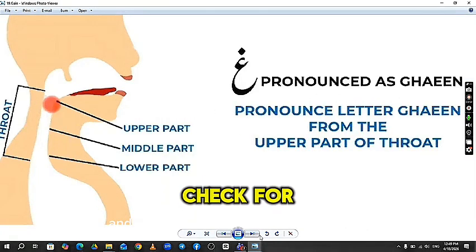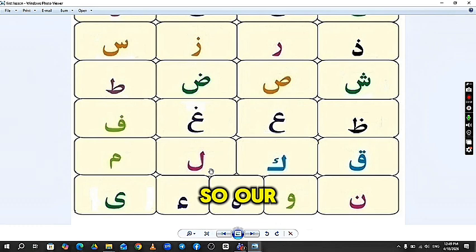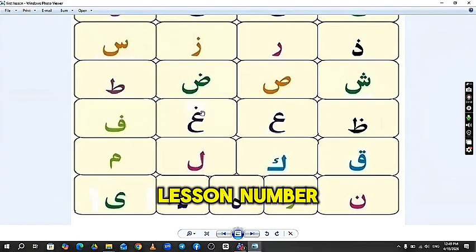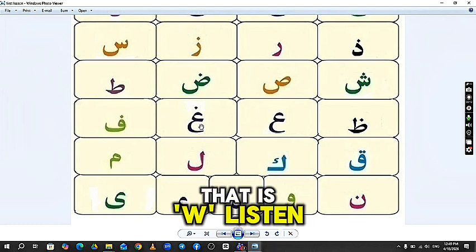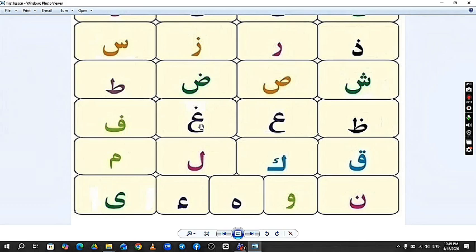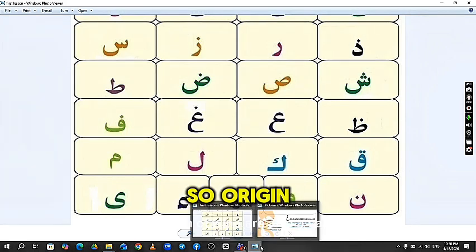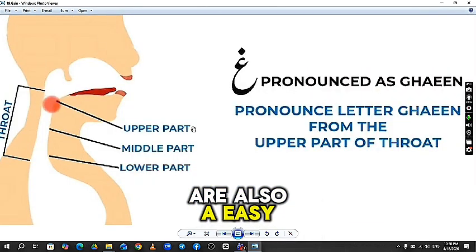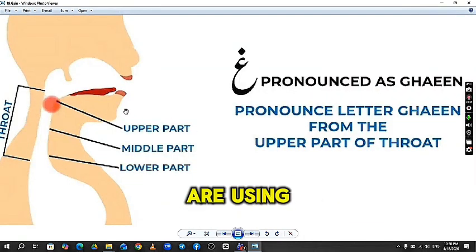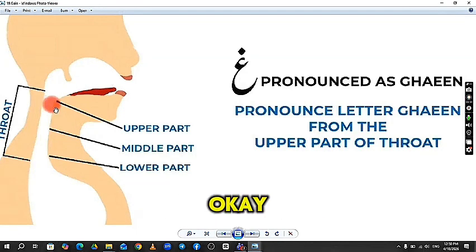You can also check for the Ghain, please. So our letter number 3 is Ghain. Listen again. Ghain. The origin of Ghain is also very easy, and here we are also using the part of the throat, that is the upper part of the throat that is near the mouth.